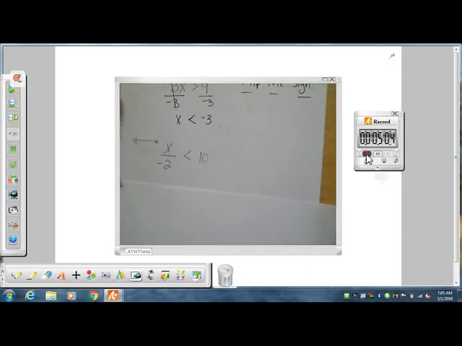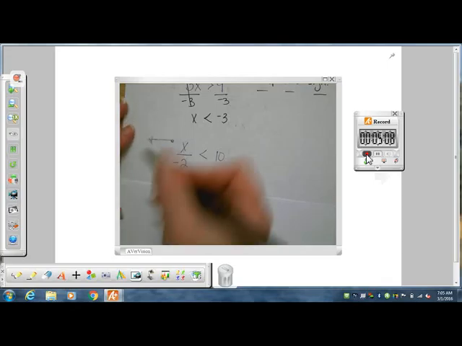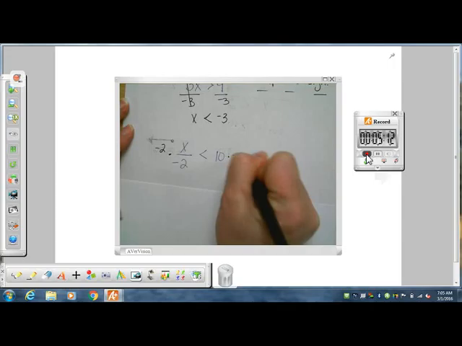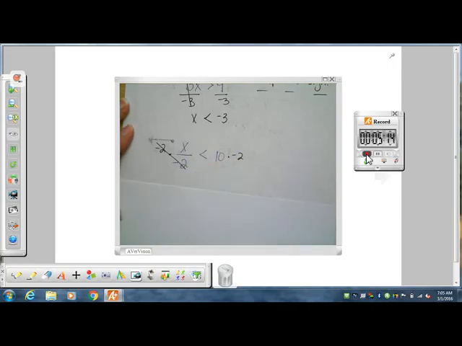Let's try another one. x divided by negative 2 is less than 10. So to get rid of dividing by negative 2, I'm going to multiply by negative 2. Okay, those cancel out, and I'm left with x. I have negative 20, because 10 times negative 2 is negative 20. But instead of less than, it changes to greater than.